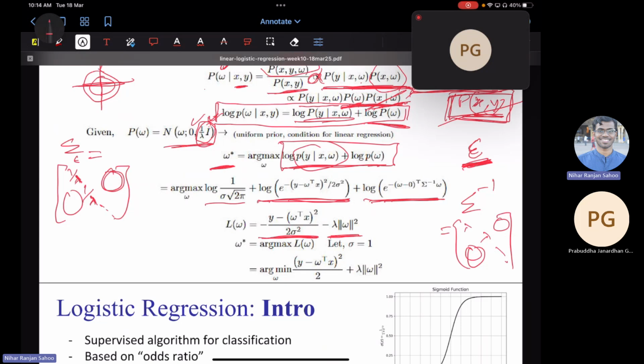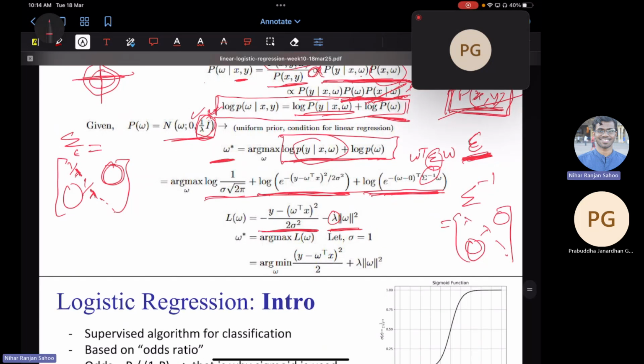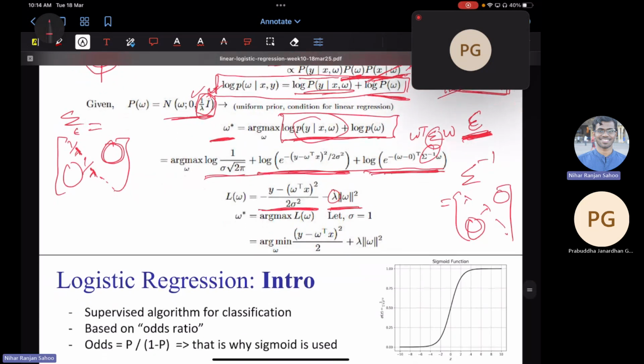W transpose and W is there, and this is a scalar. I'm writing this for each data point, so this formulation is for the complete data set. That's why it is W transpose sigma W. Now if you write it for individual data points, this sigma will convert into this individual lambda, and we can write W norm square.